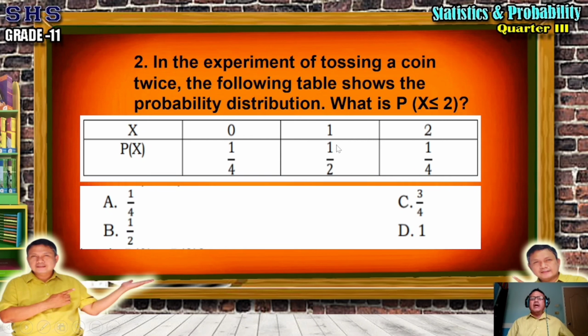Okay, so again, 1/4 plus 1/4 is we have, so 2/4 or 1/2. So 1/2 plus 1/2 is 1. Therefore, the answer for number 2 is letter D. 1 is the answer. Okay, yun po. Letter D is the correct answer.